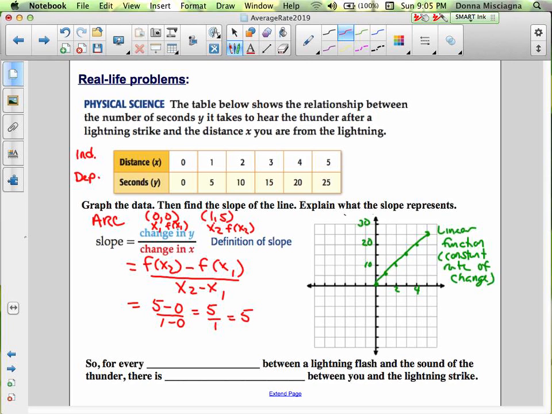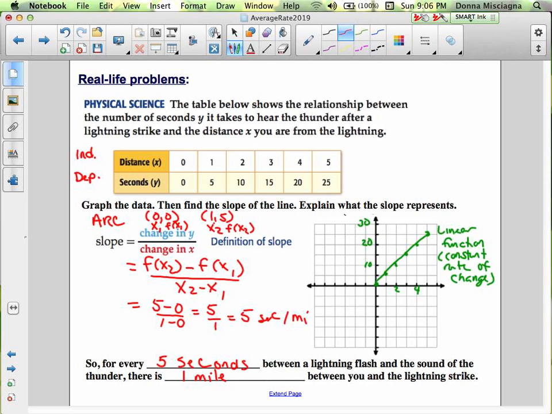All right, it is a unit rate, and it's in context, so we should have units. All right, so it takes 5 seconds, because it's the dependent over the independent. 5 seconds. I do not see what the unit of measure is on the distance there. Let's call it, I think it's miles. So 5 seconds per mile. It's not like you'd be 1 foot away from the lightning, or you'd have some serious problems. So for every 5 seconds between a lightning flash and the sound of thunder, there is 1 mile between you and the lightning strike.